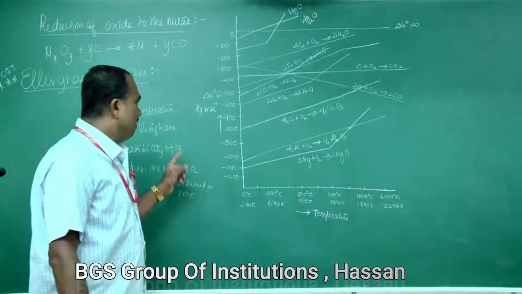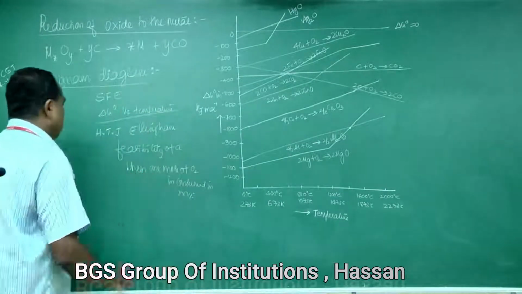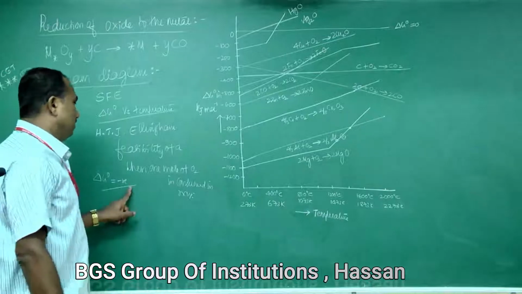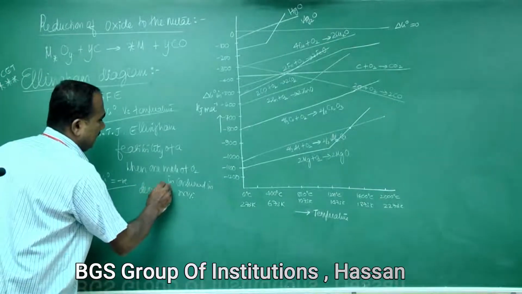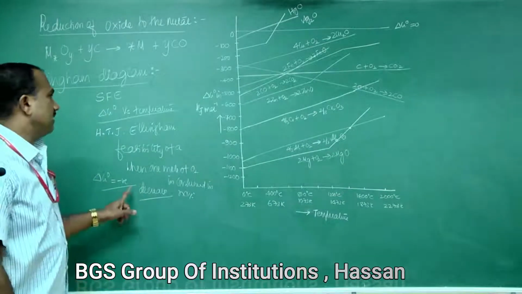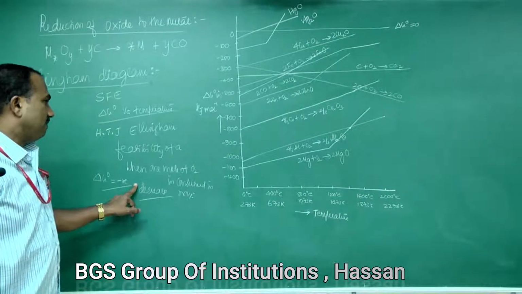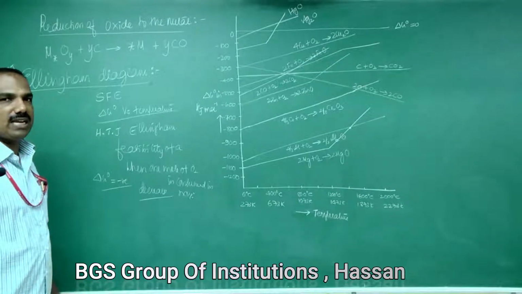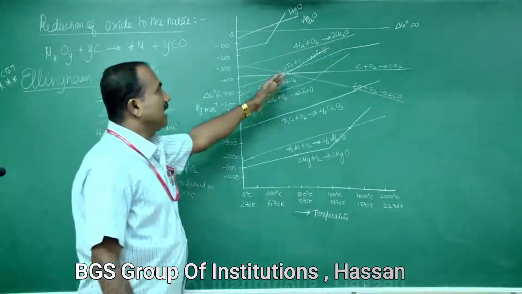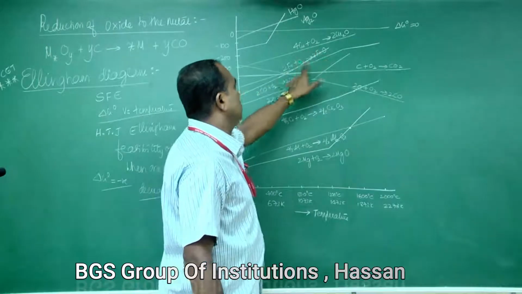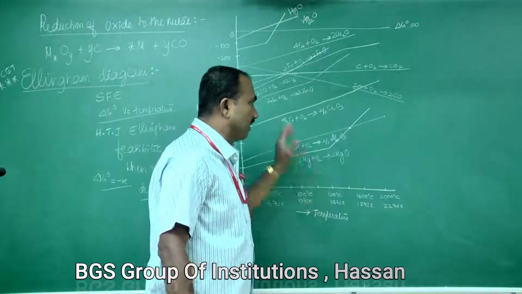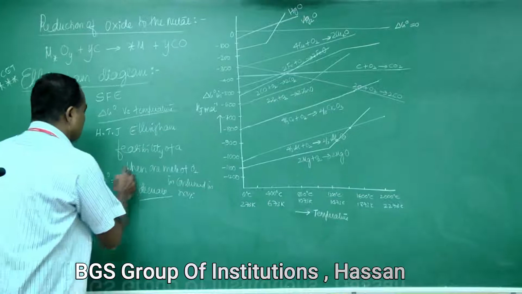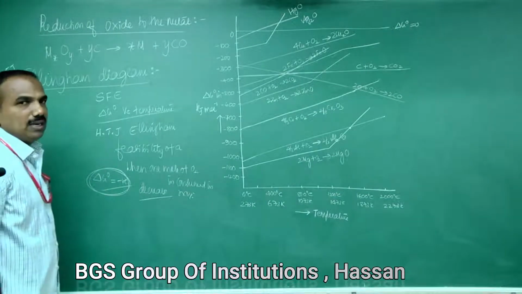The thermodynamic criteria for the reduction of a metal oxide is that delta G naught should always be negative. Delta G negative means the standard free energy change must decrease. This is the thermodynamic criteria for feasibility of a reaction. Therefore, the Ellingham diagram explains the thermodynamic feasibility of a reaction when 1 mole of oxygen is consumed in every reaction.